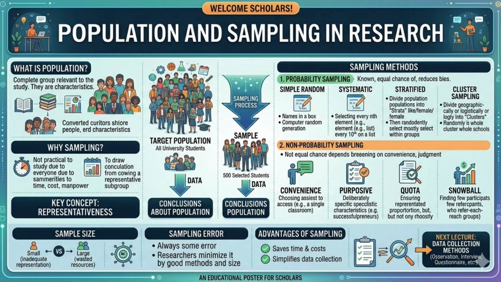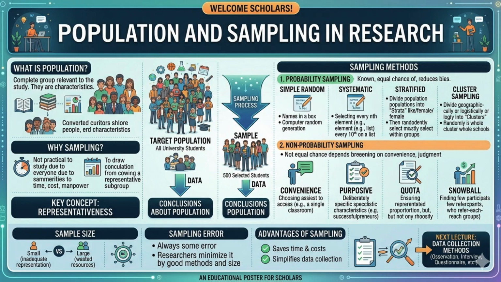Sampling offers several advantages. It reduces research costs, saves time, simplifies data collection, and allows researchers to conduct studies that would otherwise be impossible. However, poor sampling methods can lead to biased results and inaccurate conclusions. Therefore, careful planning is essential.